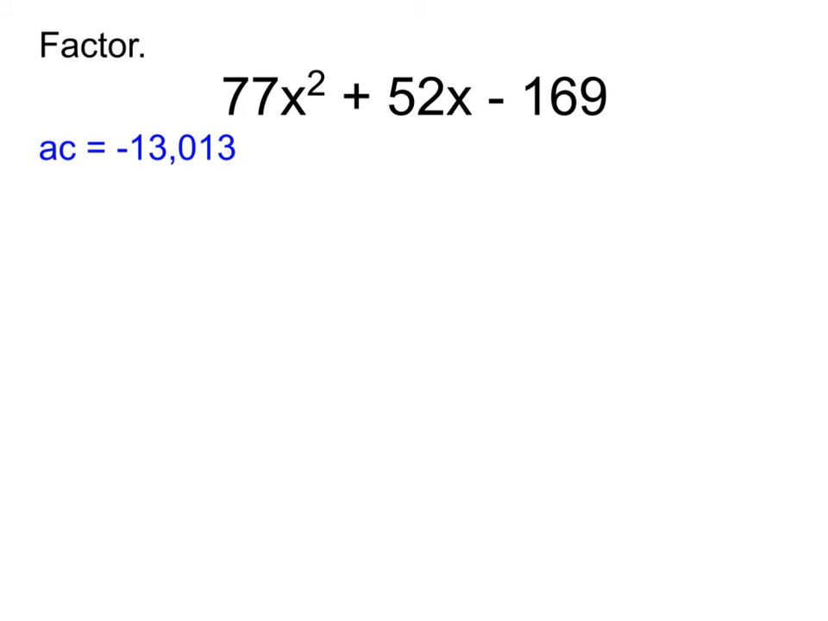13,013. But again, the numbers that we use to get there, the 77 and the negative 169, there's only a few different numbers that we can use to get those. So if you kind of think about what numbers actually go into this, you're not going to have to search nearly as many as you would otherwise.